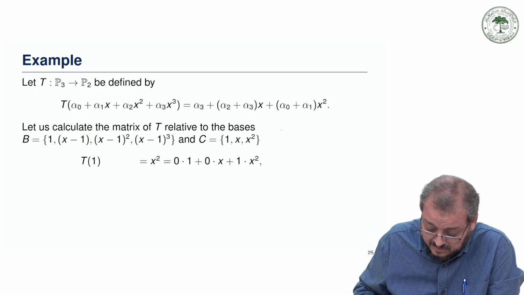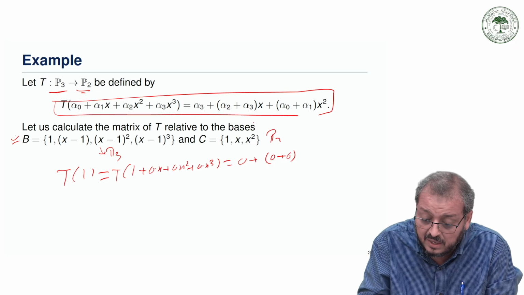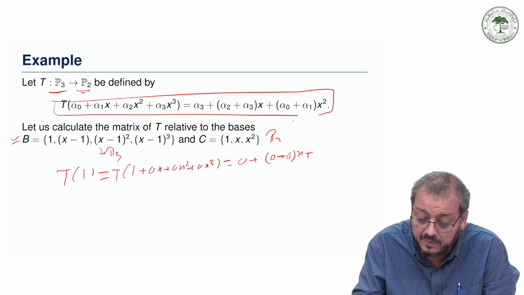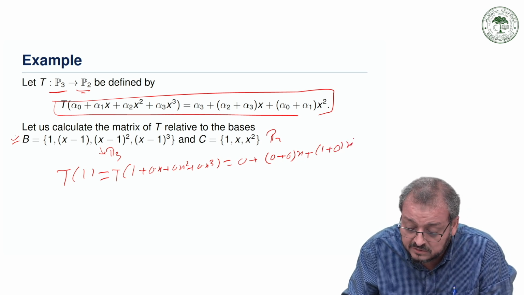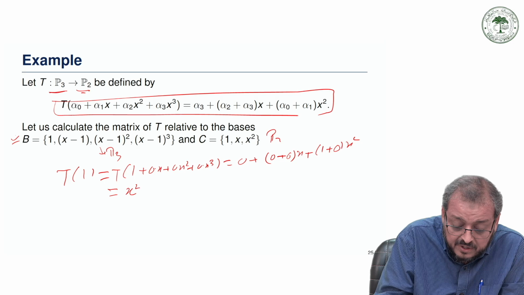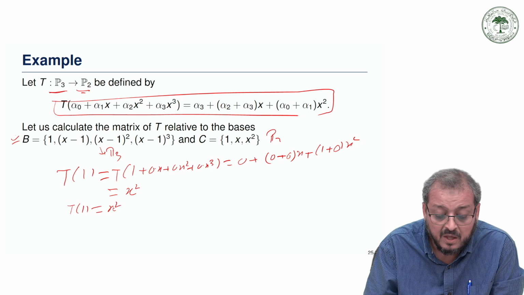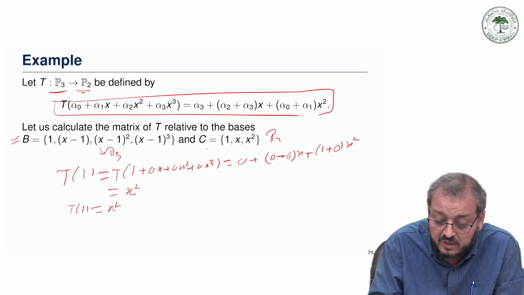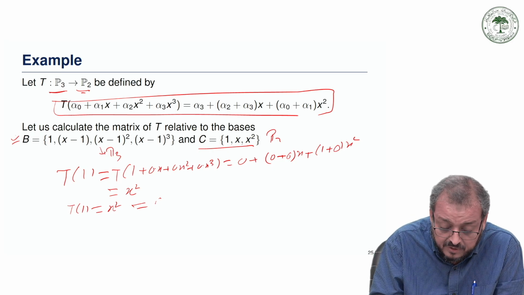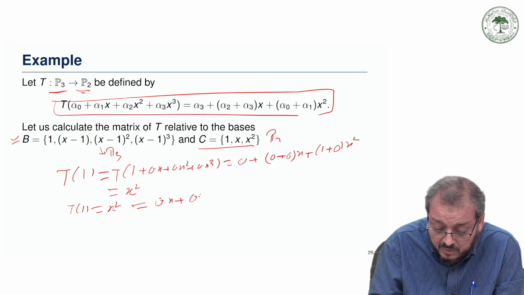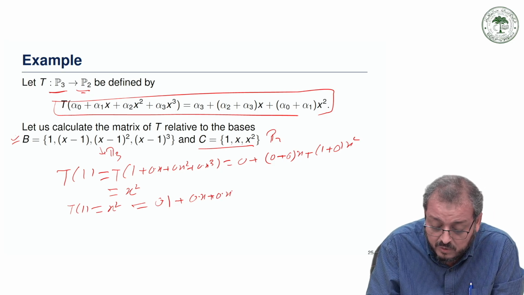Okay, so this means we can say that alpha naught is equal to 0, alpha 1 is equal to 0, and we have x square. So T of 1 can be written in the form of x square, and now this x square can be written as a linear combination of these two bases. So this is 0 into 1 plus 0 into x plus 0 into x square.